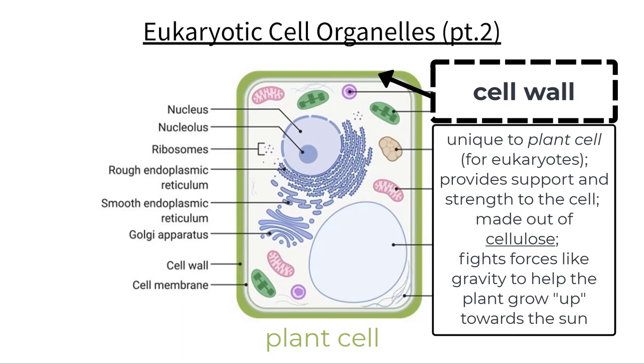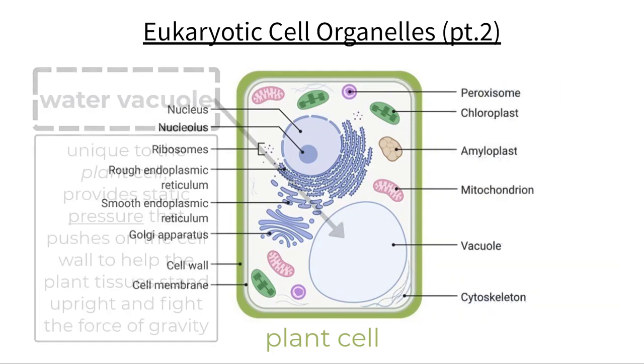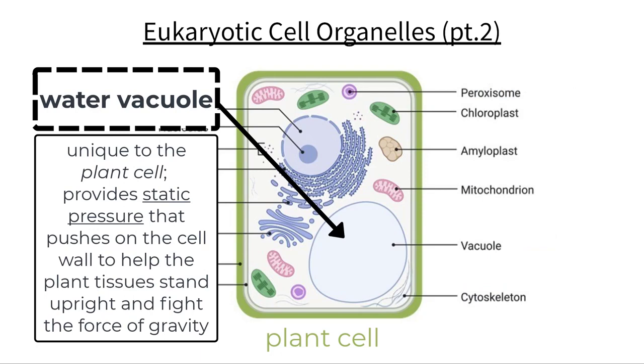This extra strength, along with the fact that plant cells do not need to be mobile, provides the plant with the force it needs to stand upright. But the cell wall does not provide this force on its own. The other structure that is unique to the plant cell is a large, centrally located water vacuole. This vacuole, when it is filled, provides a type of static pressure that pushes on the cell wall to help the plant tissue stand upright and fight the force of gravity. If plants do not receive enough water to fill this vacuole and provide this needed pressure, you will see the plant start to wilt or bend over to one side, a sign that you need to start watering those indoor plants.